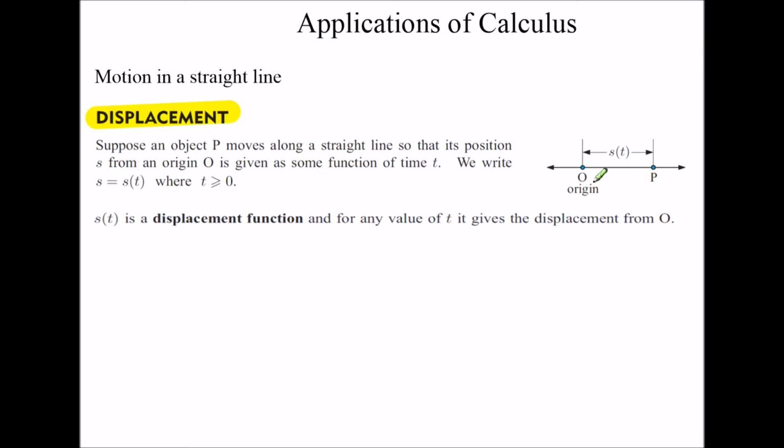So if we have an object P that moves along a straight line so that its position from the origin is given by a function s of t, where t is greater than or equal to 0. This function here is known as the displacement function, and it gives the position of the object at any time t.